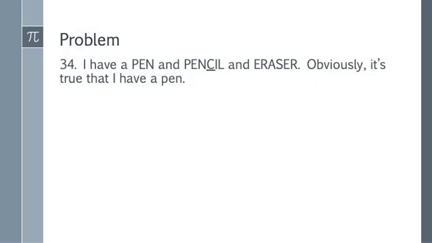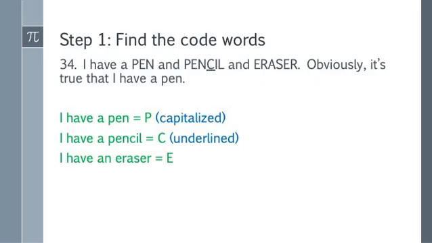Problem 34. I have a pen and pencil and eraser. Obviously, it's true that I have a pen. Step 1, find the code words. They're usually given to you. They're indicated by the capital letters. In this case, we have two P's, pen and pencil, and therefore one of them is underlined so that you know which letter to use.